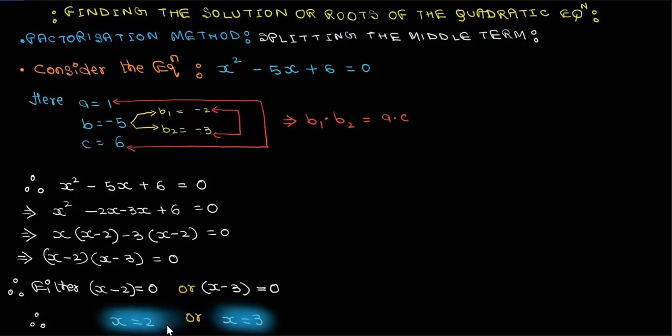So we can say that for this quadratic equation, the two values of x which satisfy it are x equal to 2 or x equal to 3. If you put x equal to 2 or x equal to 3, you will get 0 equal to 0. So for these two values the equation gets satisfied, and we call them the roots or the solutions of this quadratic equation. We have done this by using the method of splitting the middle term. This is the method of factorization.